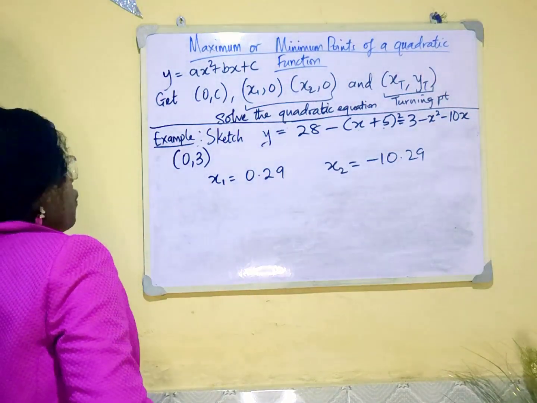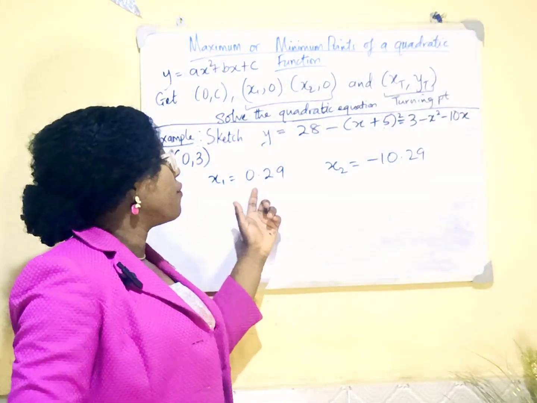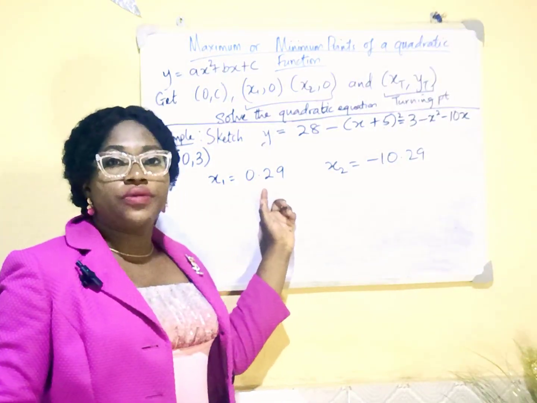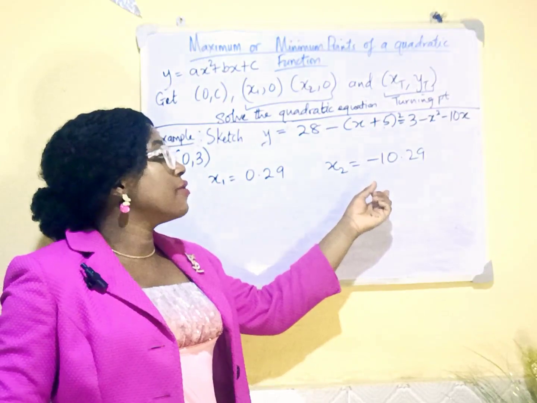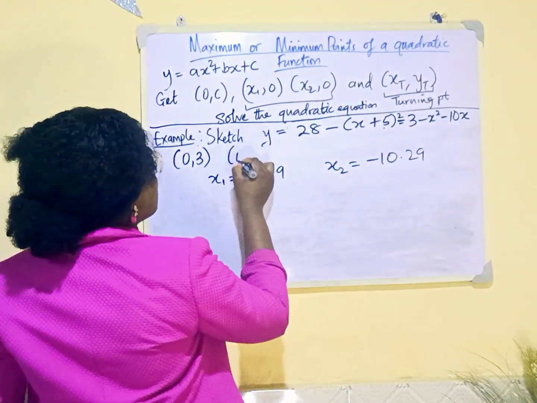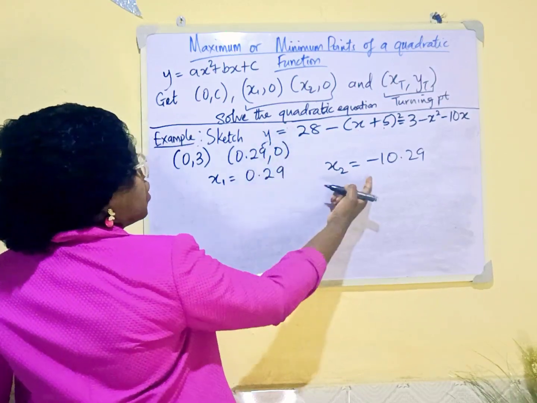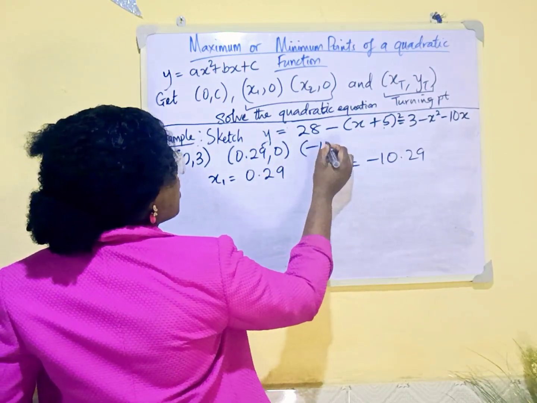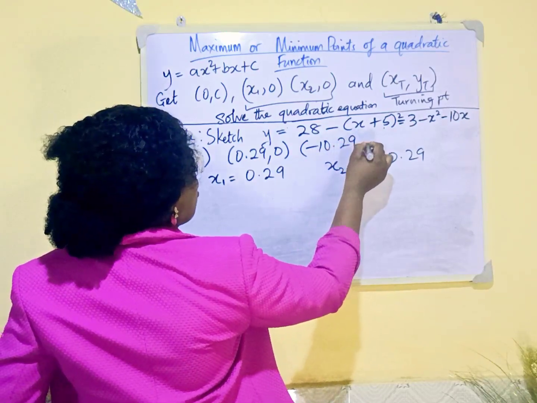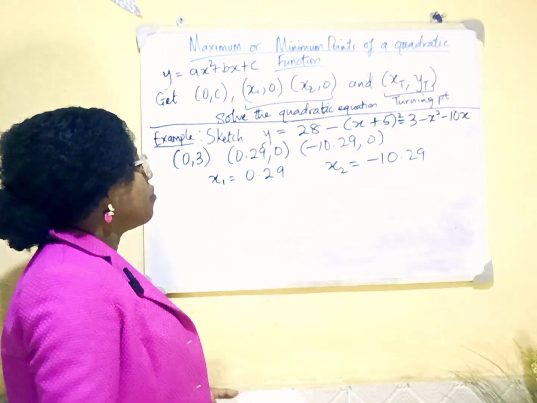So if you crunch them up into your calculator, you're going to be having approximately 0.29 and approximately minus 10.29. Okay, so that means when x1 is 0.29, our y was set to be 0. And the same thing when x was minus 10.29, our y was set to be 0. The last thing is to get our turning point.